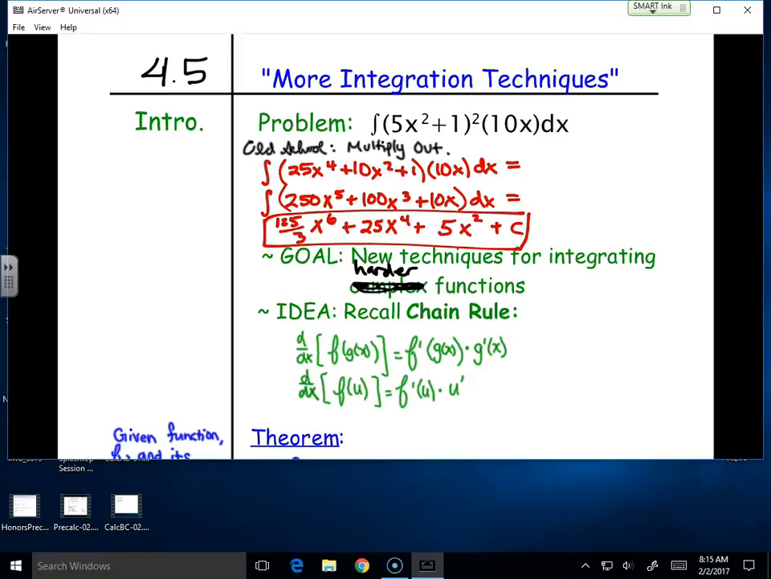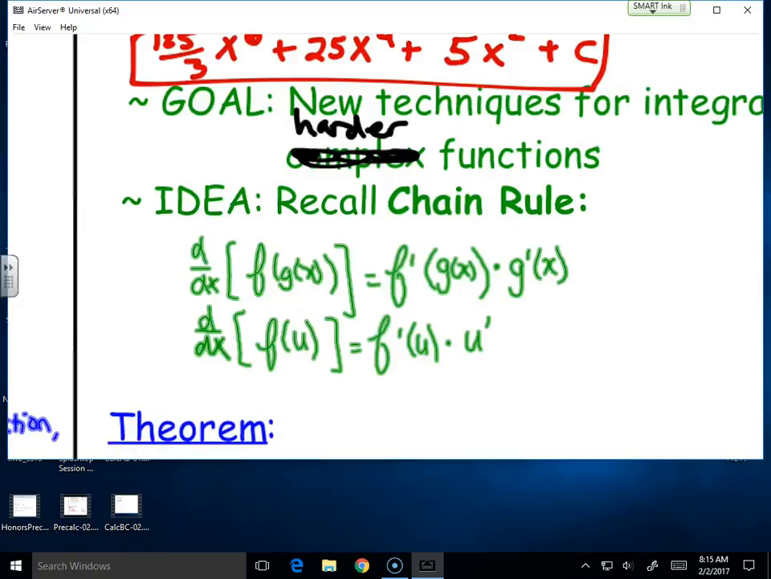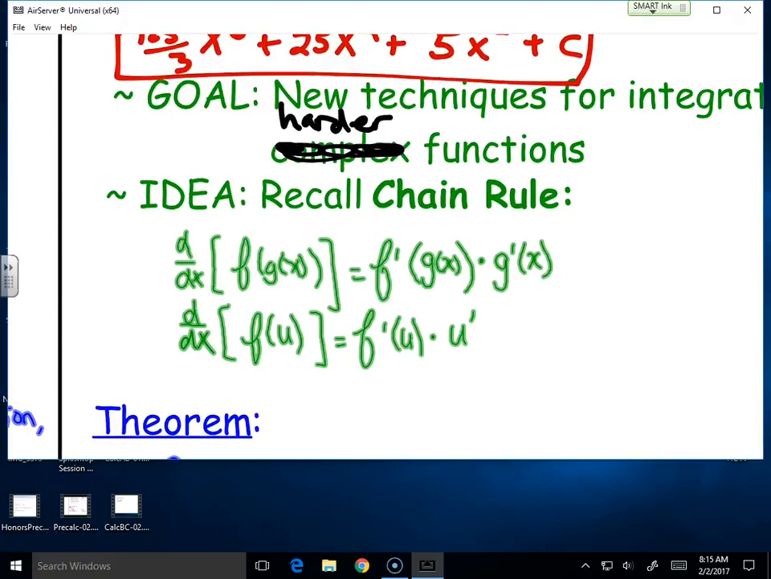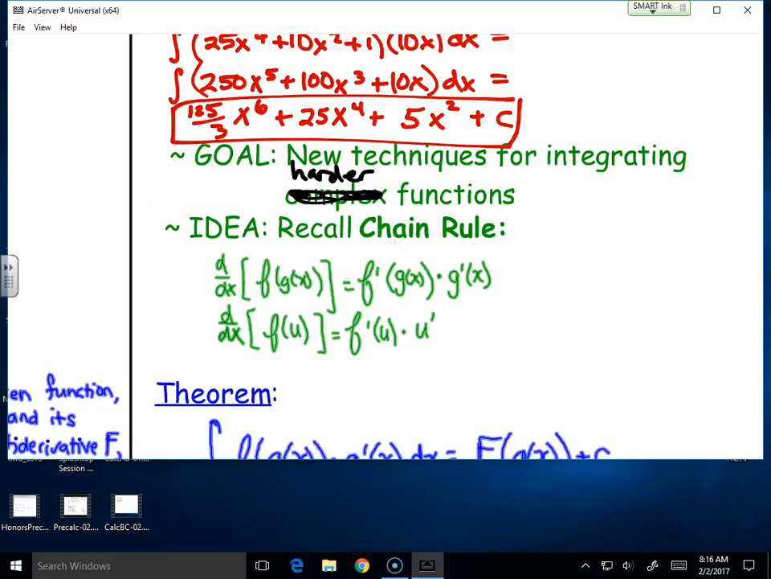Whoa, why are there u's on the screen? Chain rule. To help us with new techniques for integrating harder functions, we are going to first have to think of chain rule. Because whenever we were deriving, we would take the derivative of the outside, keeping the inside the same, times the derivative of the inside.